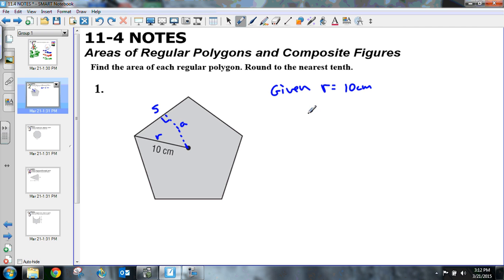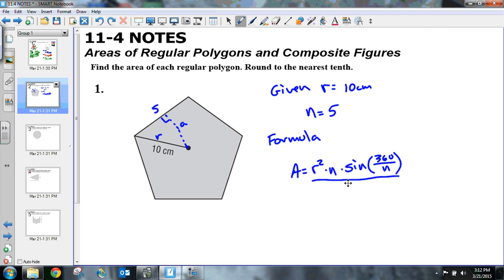Now we also know the number of sides in this figure. This is a pentagon. We've got 1, 2, 3, 4, 5. So n is equal to 5. So I'm going to use the formula because we're given r. My area is equal to r squared times the number of sides times sine of 360 divided by n, all over 2.